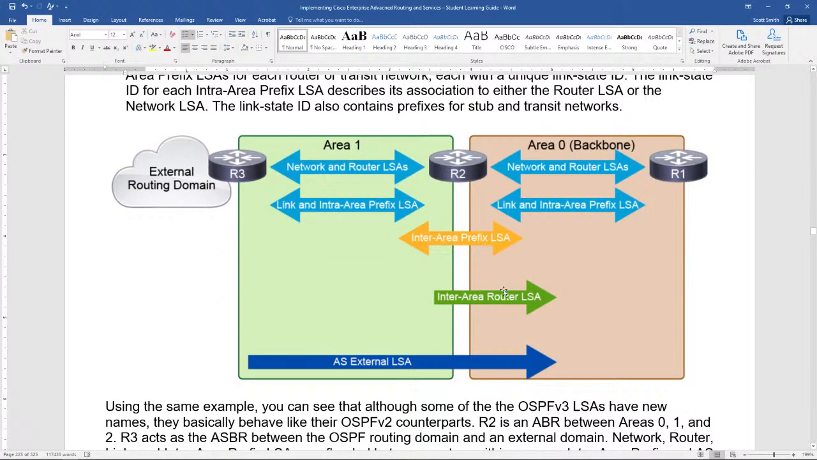All right, so this diagram gives you a representation of who generates the types of LSAs and what the scope of those LSAs are. Network and router LSAs, type 2 and type 1 respectively, are intra-area LSAs. Type 3s are inter-area. Type 4s are inter-area, meaning they will propagate beyond the next area, but they're generated by an ABR. And then the AS external LSAs are generated by an ASBR, and those are also inter-area LSAs.